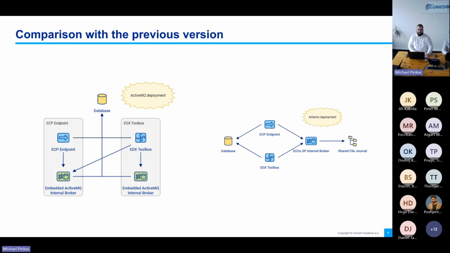However, in this case, the ECCo internal broker is not connected to the external database. However, it uses a file journal, which can be stored on a local file system, or in case of high availability setup, it can be or should be pointing to some shared file system.